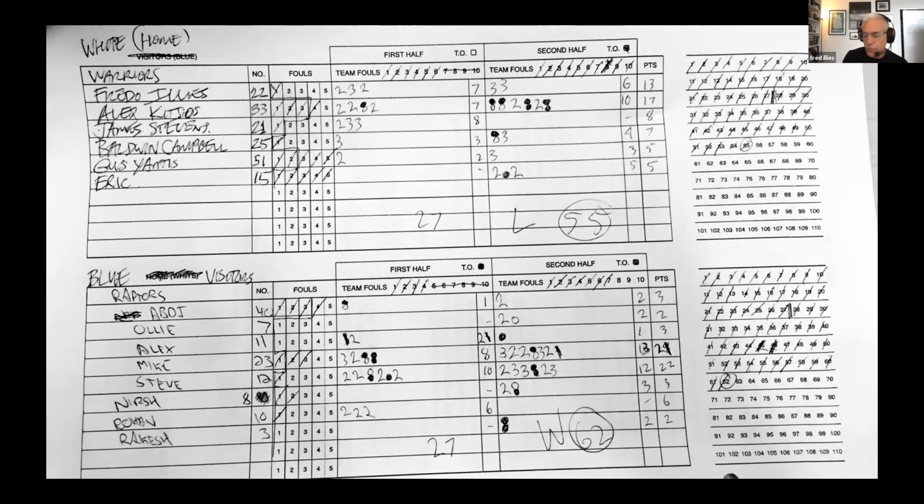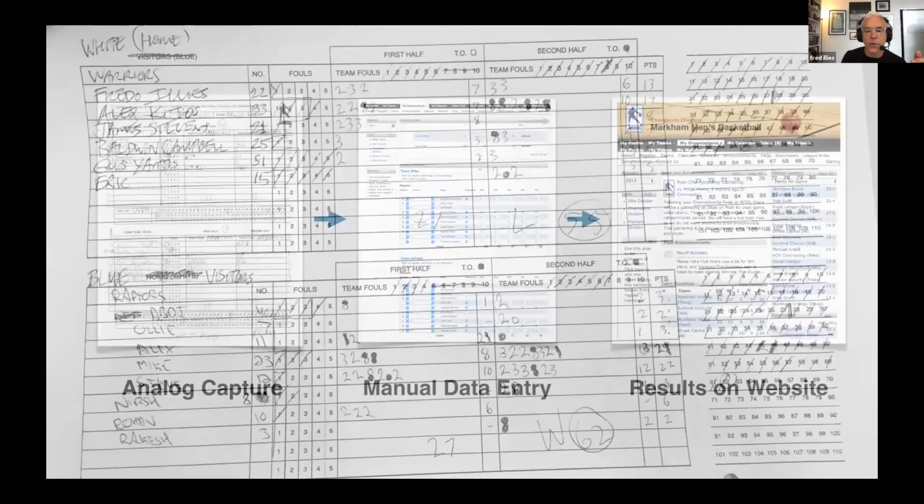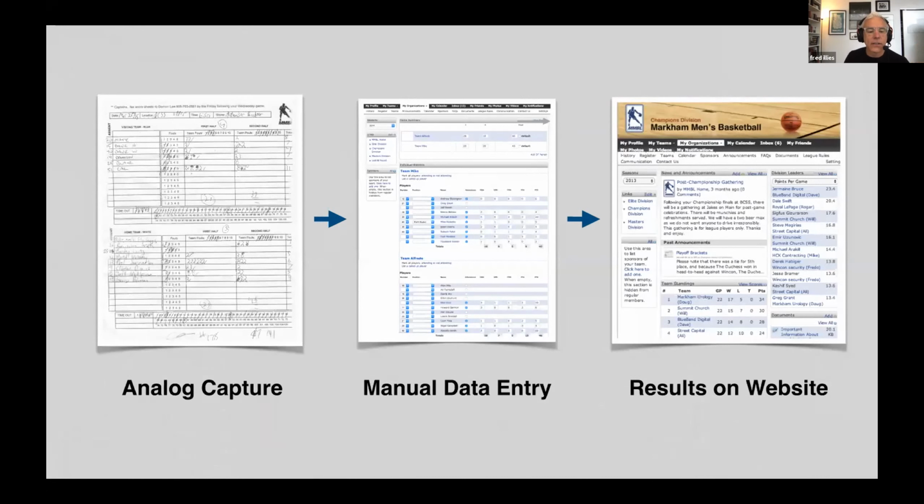And in our world, this is what the flow looked like. We do the analog capture on the score sheet. They would have to add all those things up. Half the time they add them up wrong. They give the score sheet to the winning captain, who would go on to the website that we were using at the time, which was called Team Pages.